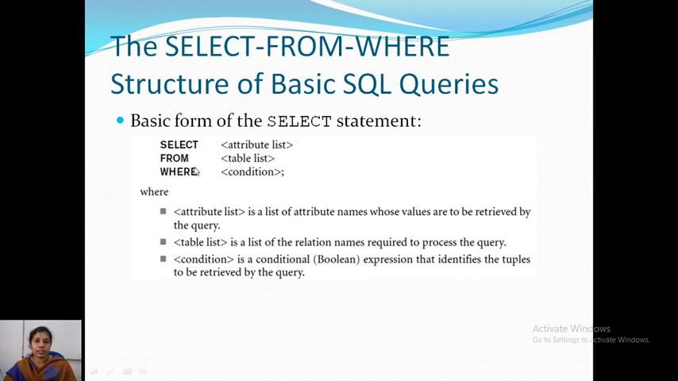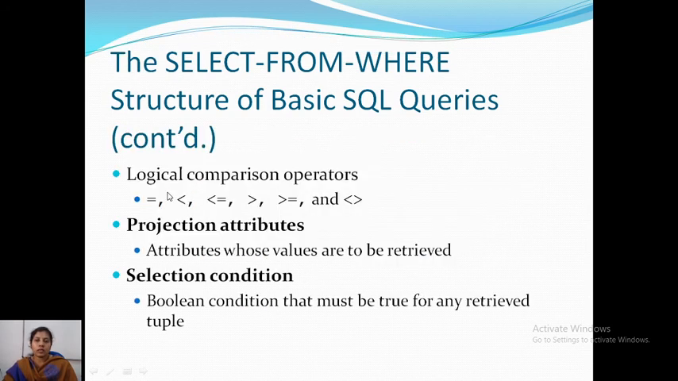We call these clauses: select clause, from clause and where clause. In the select clause we mention the attribute list. In the from clause we specify the relation names, and in the where clause we specify the condition. Now, what comparison operators can we use while writing the condition? We can use equal, less than or equal, greater than or equal, and not equal. This is the symbol or notation used for not equal comparison.